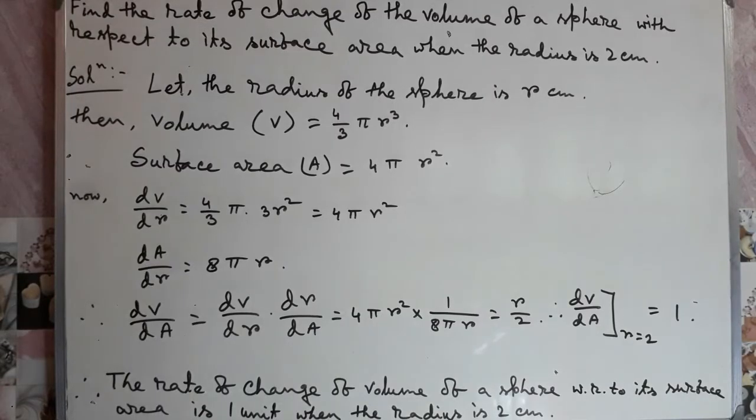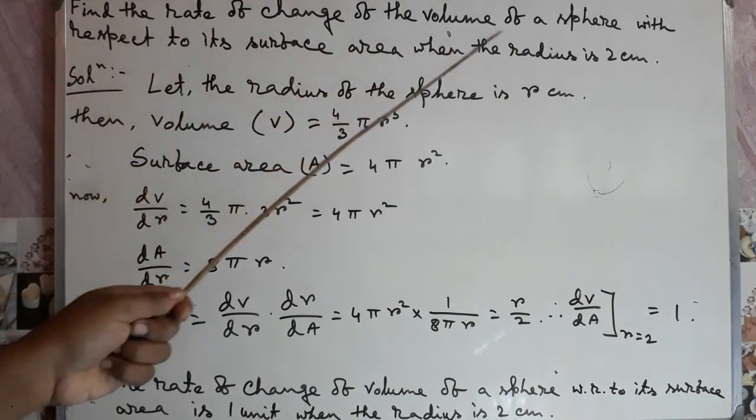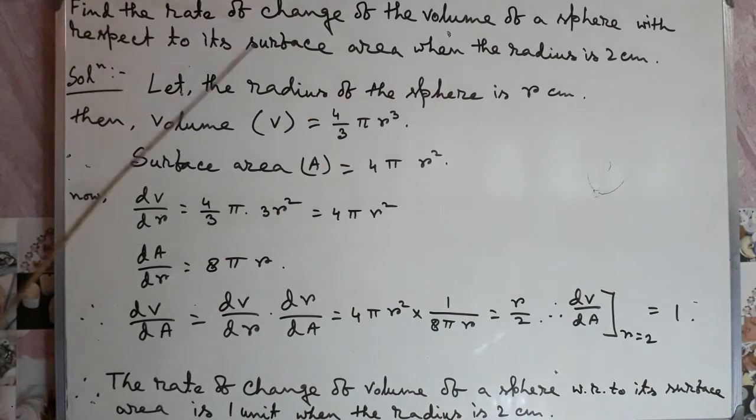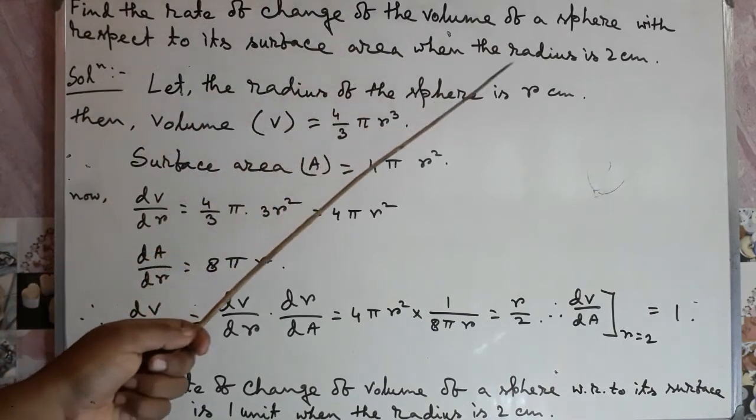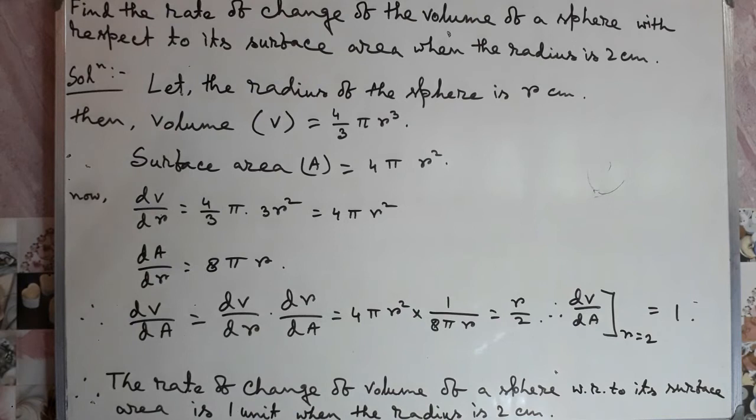Let us see some problems of this chapter. The first problem is: find the rate of change of volume of a sphere with respect to its surface area when the radius is 2 cm. So let the radius of the sphere be r centimeter. Then what is the volume? We know the volume of the sphere is 4 by 3 pi r cube, and the total surface area is 4 pi r square.